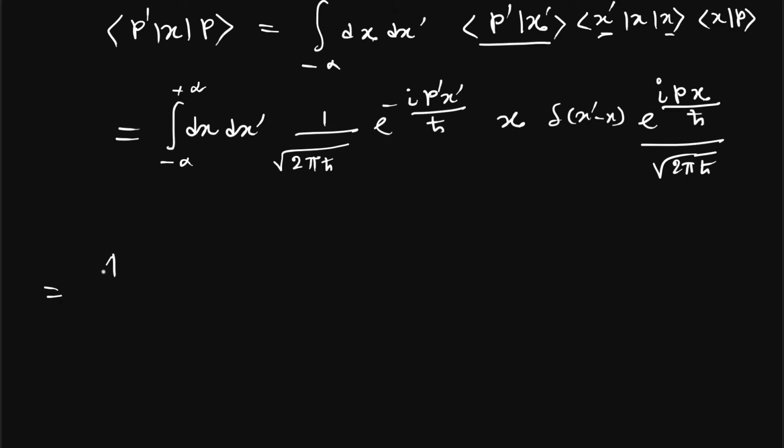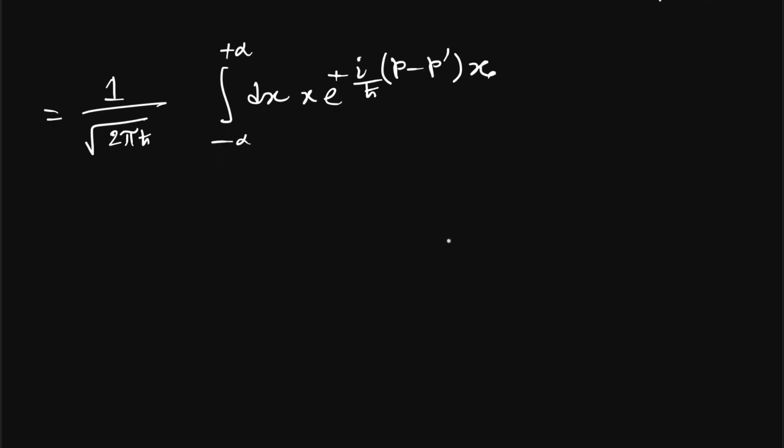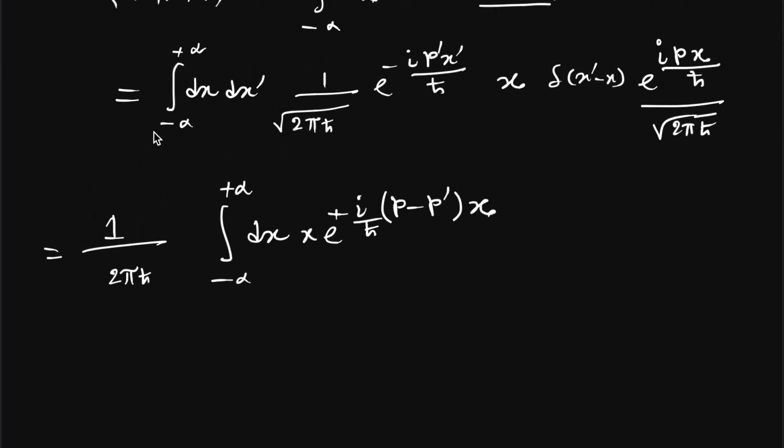So this means 1 by 2 pi h cut, the integral from minus infinity to plus infinity dx x e to the power minus i by h cut times p prime minus p times x. Now let us check, there will be no root: it is 1 by 2 pi h cut.